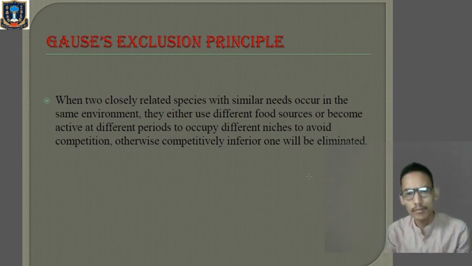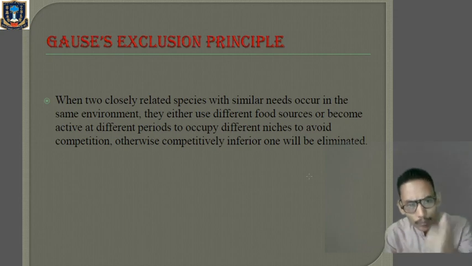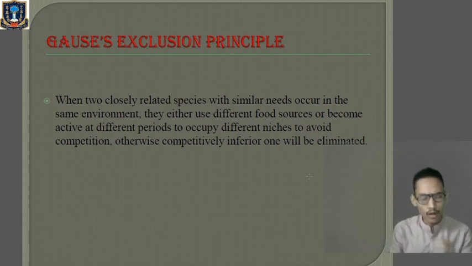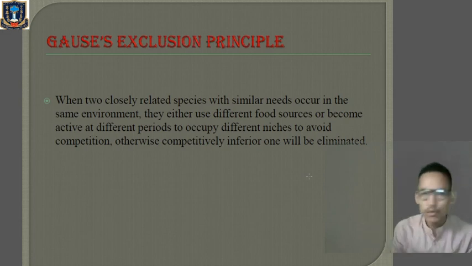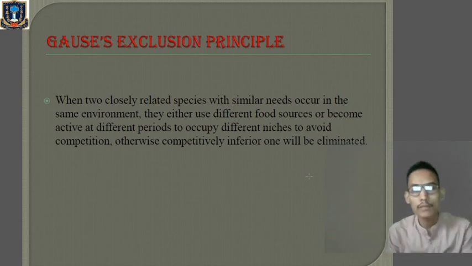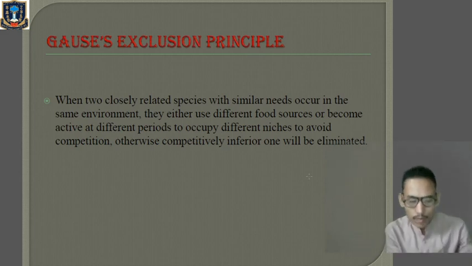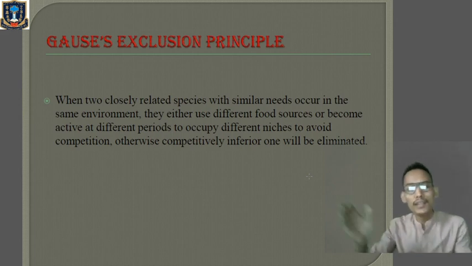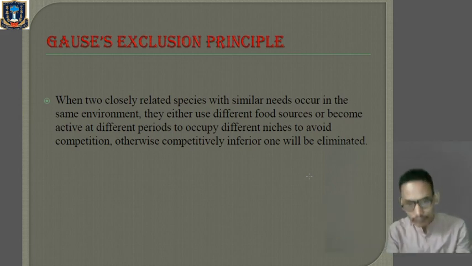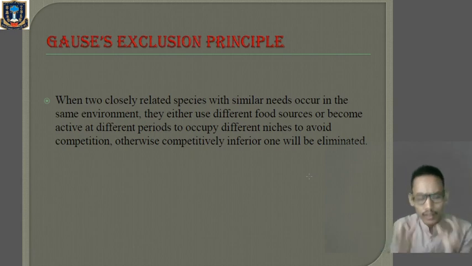within the same environment, with similar needs, they will try to prevent competition among each other. So how can they prevent competition among each other? By having different food sources, all right, or by having a different time of activity. So I've told you that one can become active during the morning time and the other can become active during the night time.